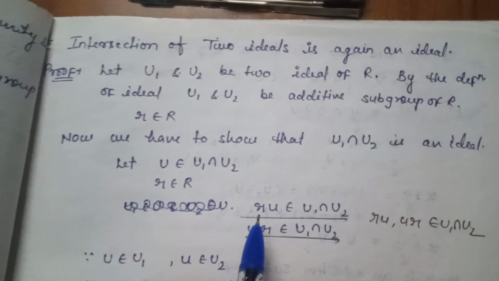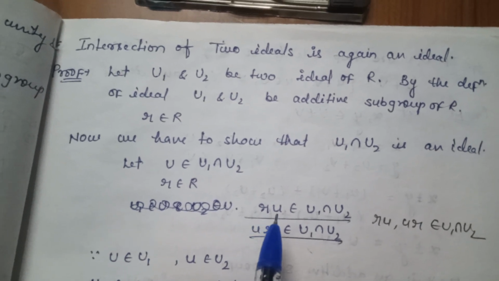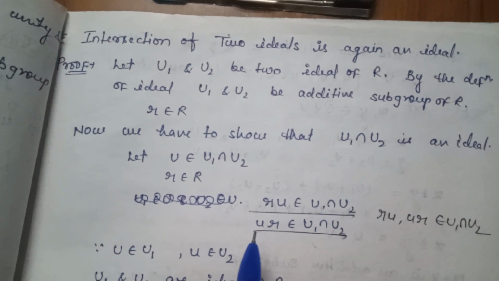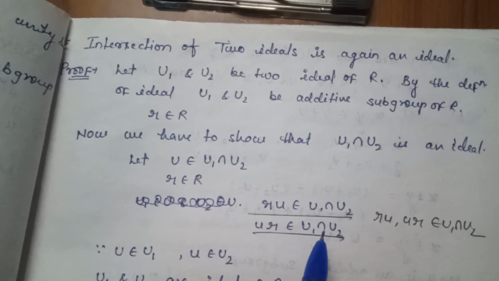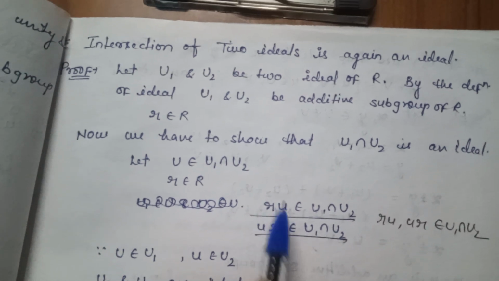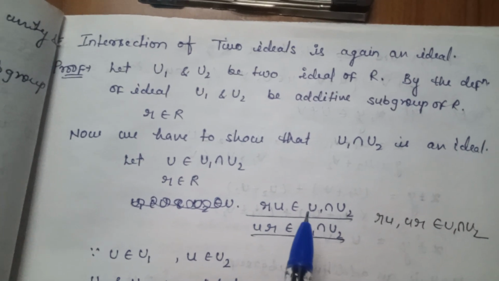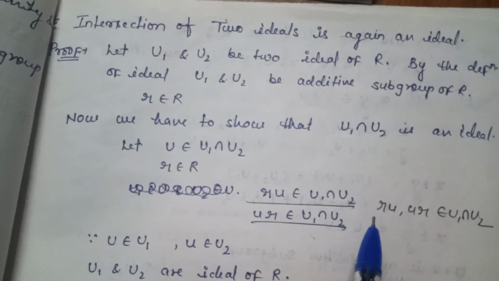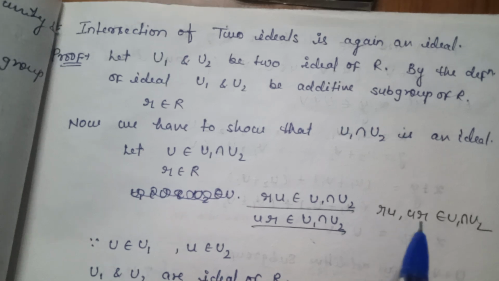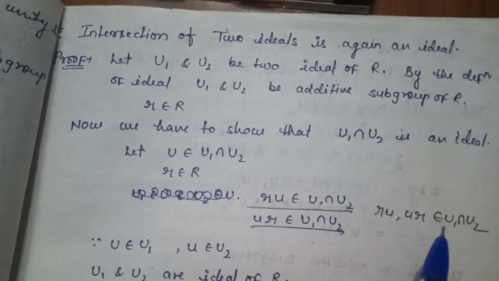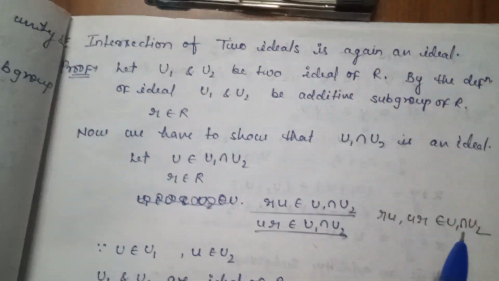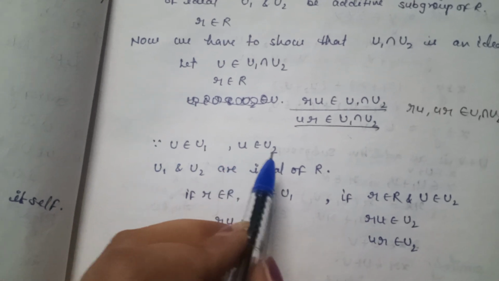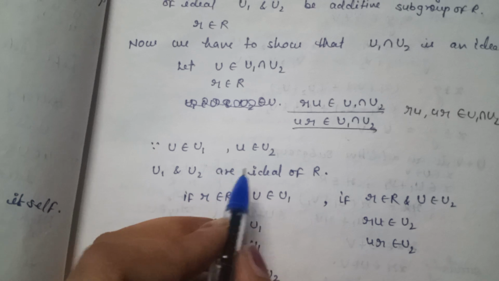Then small u belongs to U1 intersection U2 and ur belongs to U1 intersection U2. मतलब ru और ur दोनों ही U1 intersection U2 में belong करते हैं. Then ru, ur belongs to U1 intersection U2. Since u belongs to U1 and u belongs to U2, and U1 and U2 are ideals of R.